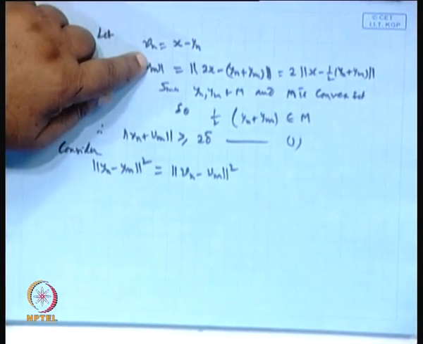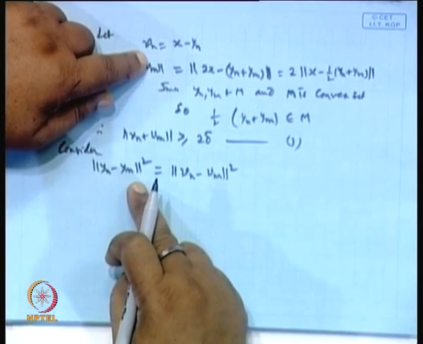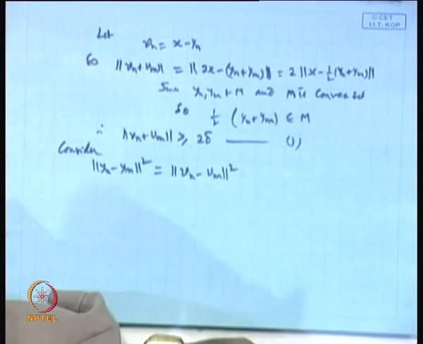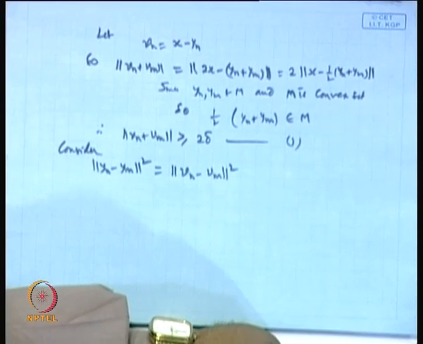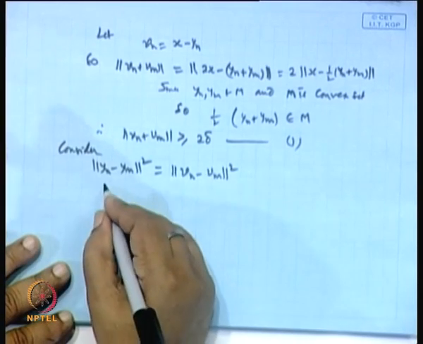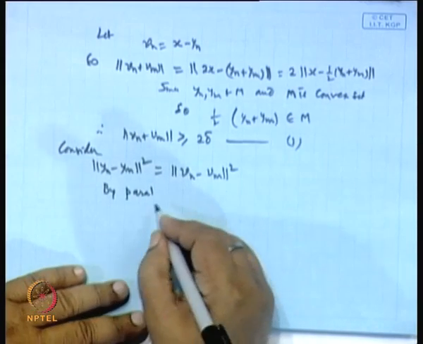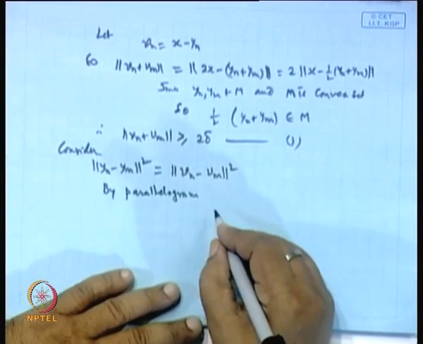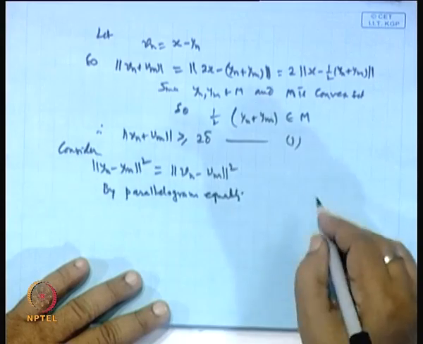V n minus V m. So, what you get? Basically, you are getting y n minus y m. Now, every inner product and the corresponding norm satisfy the parallelogram law. So, by the parallelogram law, or parallelogram equality, what we get is, what is the parallelogram law?